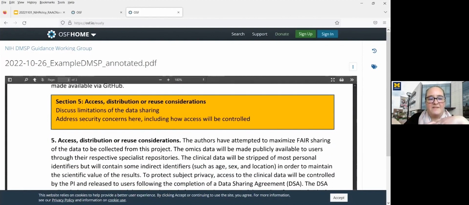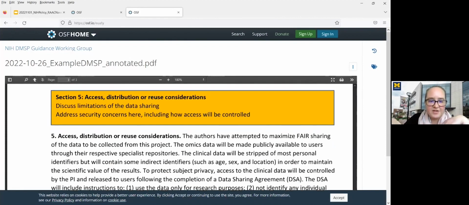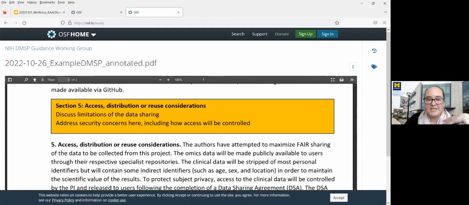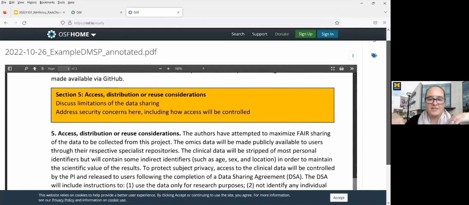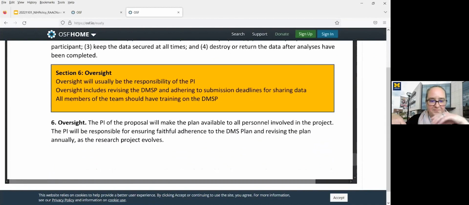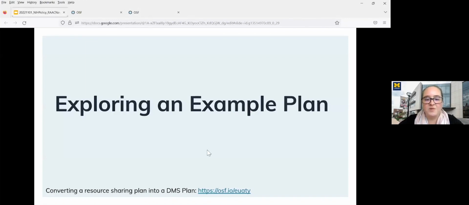And then finally, we have the access, distribution, or reuse considerations. This is where any limitations on data sharing should be discussed or how security concerns will be addressed. And then the last section, oversight, is where information is shared about who will be responsible for the plan and its implementation. In most cases, this will be the PI themselves. Now I'll go ahead and turn it over to Diane to go over some of the frequently asked questions that have come from both NIH sessions and some of the interactions that we've had here at U of M.